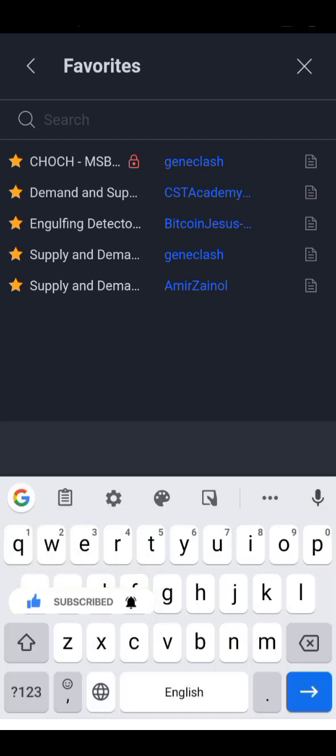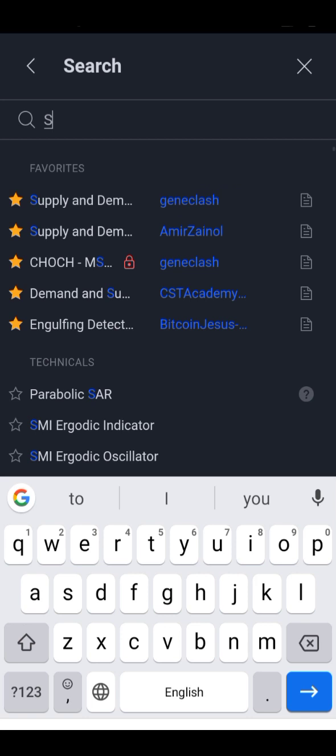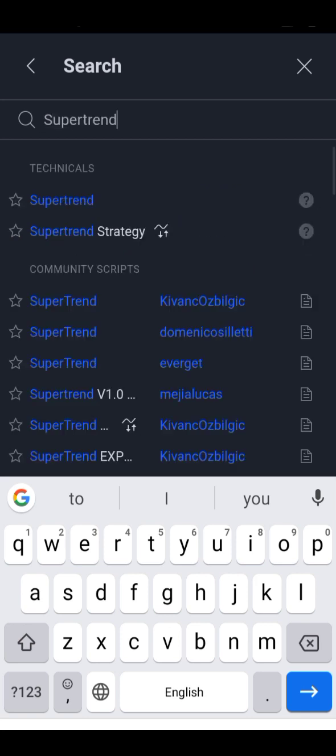Okay guys, first go to indicators and search here for the Super Trend indicator. So now I am searching. So guys, check below, Super Trend aggregate. So click on it one time.